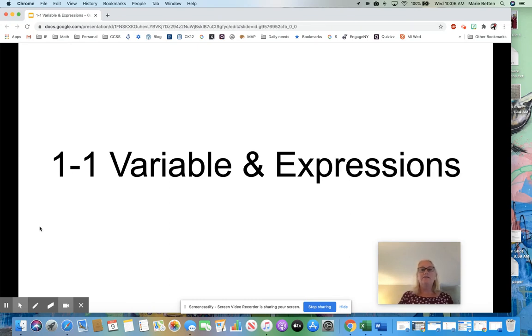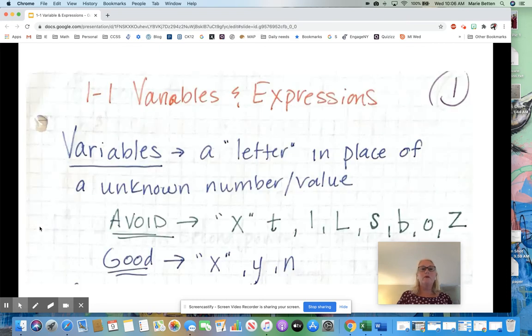Variables and expressions. As we move through this lesson, I would like you to take a few notes. Please pause the video at any time so you can get things written in your notebook. This is Chapter 1, Lesson 1. I will have it labeled. Put this in your table of contents, 1-1, variables and expressions, and then today's date.